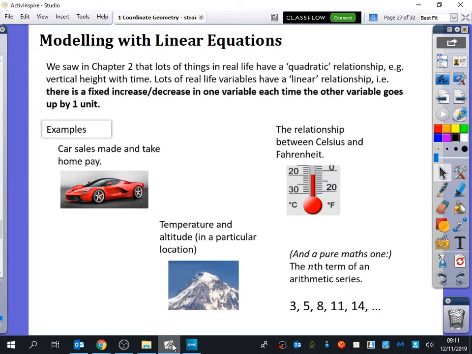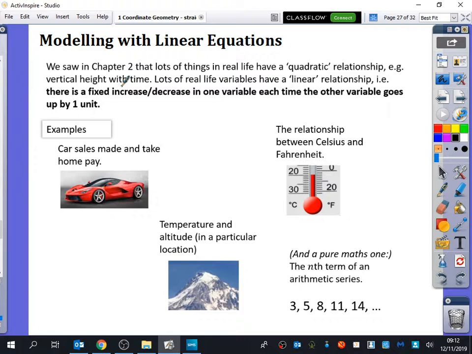We are going to be looking at modelling with linear equations. We've come across some things with modelling before already. In fact, we saw in chapter 2 that lots of things in real life have a quadratic relationship. We talked about things like vertical height with time, and the context we've talked about a couple of times was a ball being thrown, or maybe an arrow being fired. Anything about the way it falls under gravity has that kind of quadratic relationship.